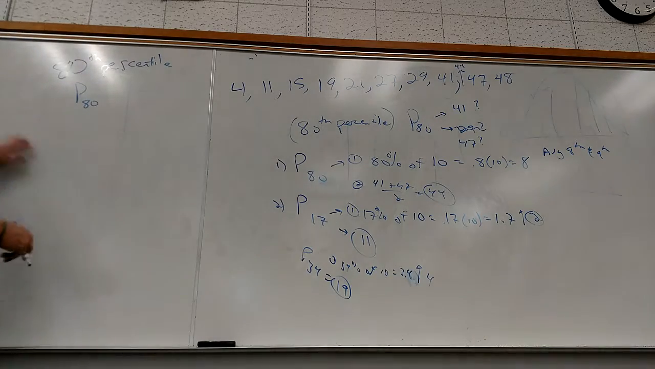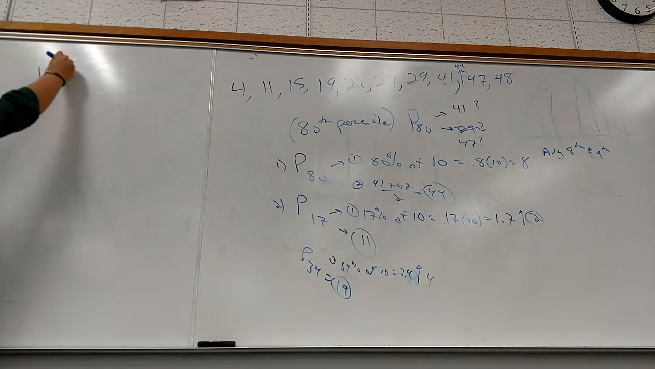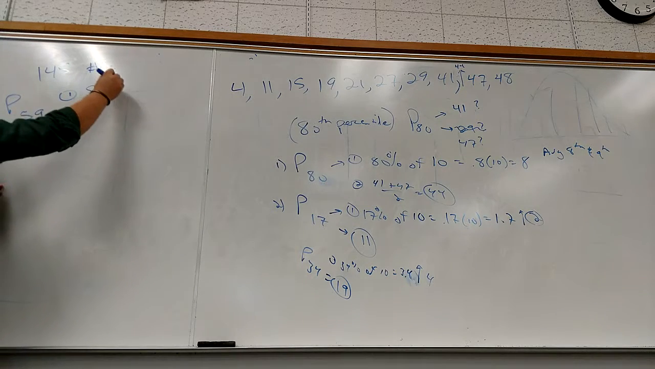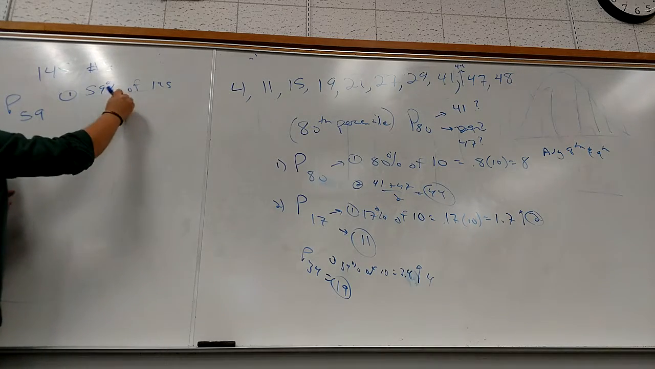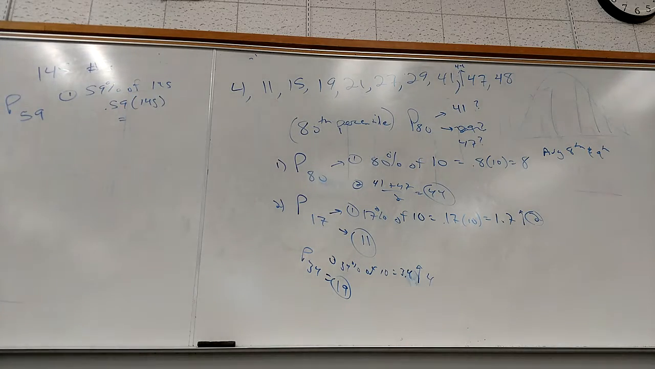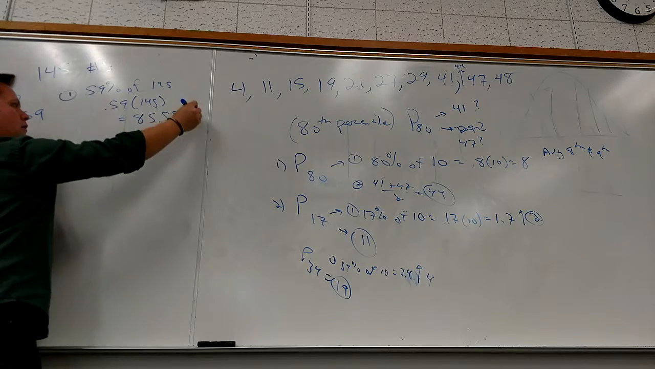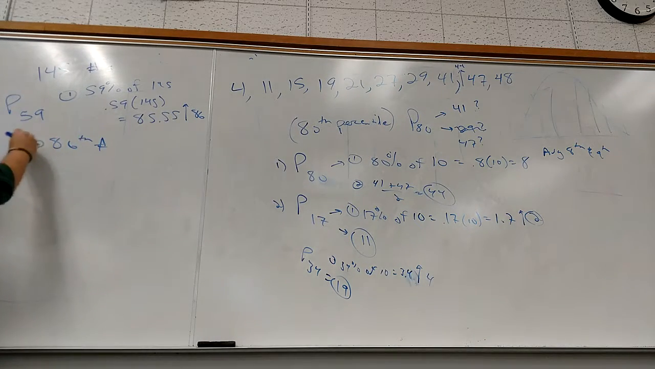So how do I always do this? Let's say I had 145 numbers. Where would P59 be? How would I figure out where the answer is? 59% of 145, so it'd be 0.59 times 145. 85.55. So whatever the 86th number is the answer. You just go to the list, you go to the 86th number, and that's the answer.